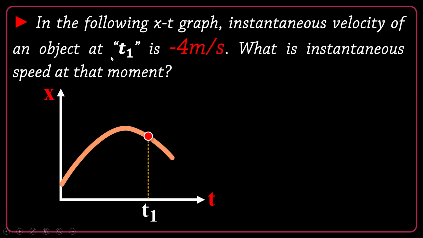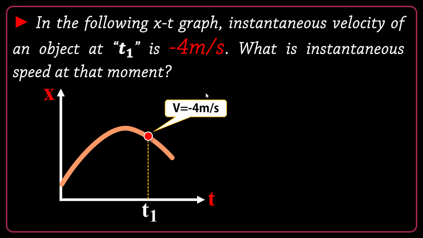In the following x-t graph, the instantaneous velocity of an object at t1 is negative 4 meters per second. That means if you draw a tangent line here, it will have a negative slope, and the value is exactly negative 4 meters per second. What is the instantaneous speed at that moment?